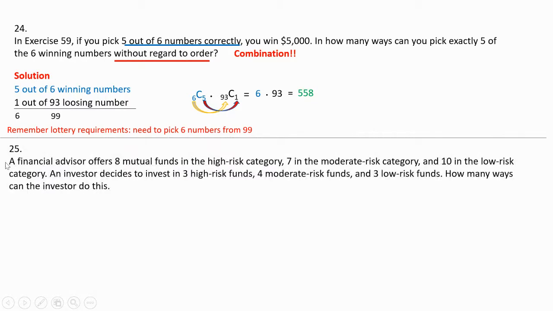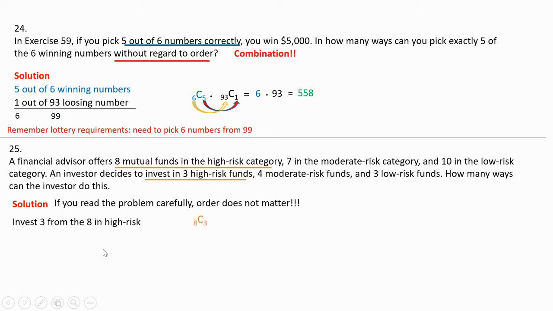Okay, now this is the last one. Number 25. A financial advisor offers 8 mutual funds in the high risk category, 7 in the moderate risk category, and 10 in the low risk category. An investor decides to invest in 3 high risk, 4 moderate risk, and 3 low risk funds. How many ways can the investor do this? Okay, so here we go. So we have 8 mutual funds, right? And you're going to invest in 3. So it's going to be 8 combination 3.